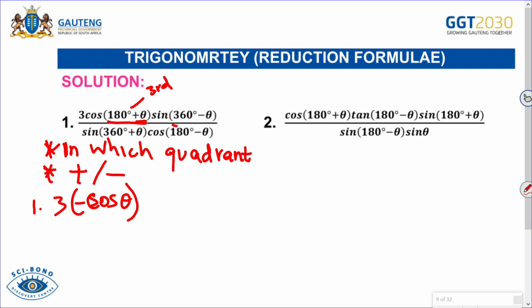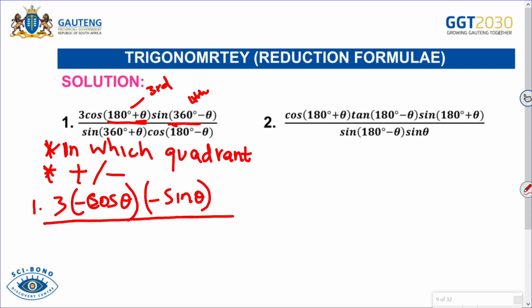So we are done with this one. We look at the second one. 360 degrees minus theta, it's in which quadrant? It's going to be in the fourth quadrant, right? And sine in the fourth quadrant, is it going to be positive or negative? We said it's going to be negative because only cos is positive in the fourth quadrant. So you'll open a bracket and say it's negative sine theta.